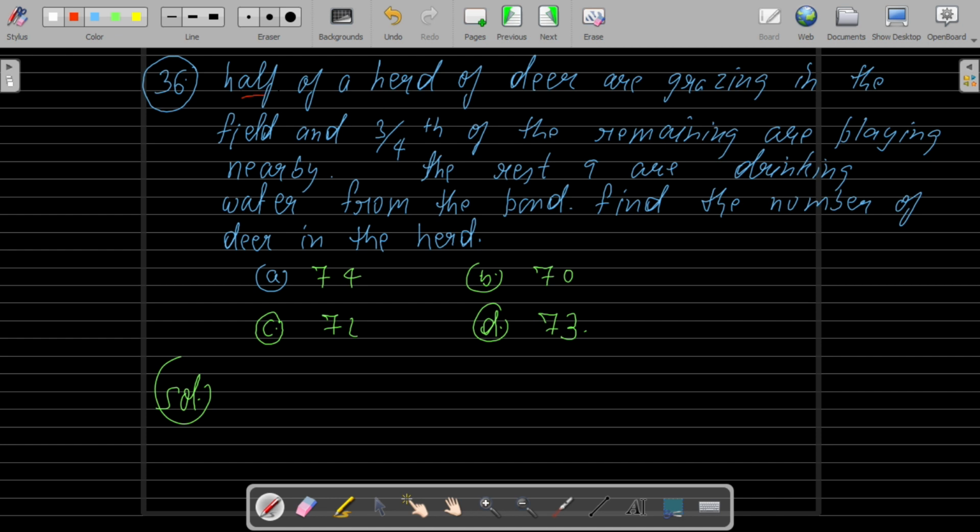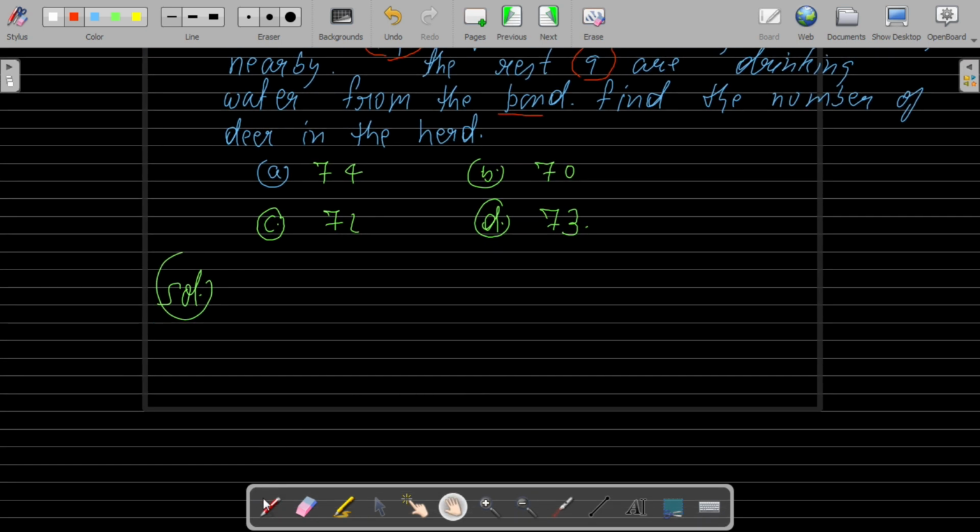First thing is half of the herd of deer. Secondly, 3/4 of the remaining. And third is the rest 9 are drinking water from the pond. So I just have to find the number of deer, of which half are grazing in the field.